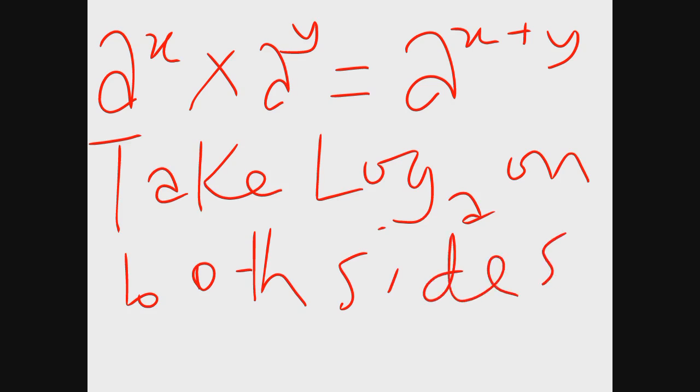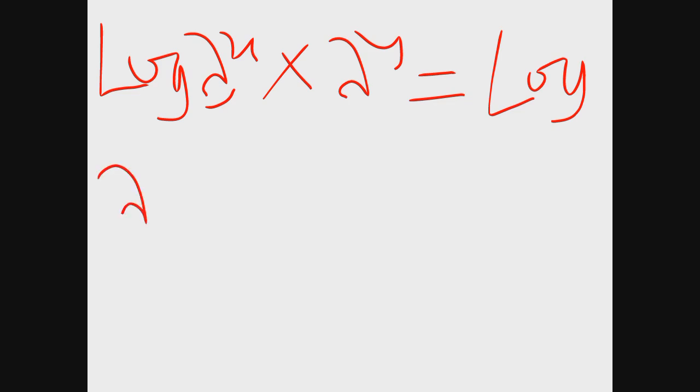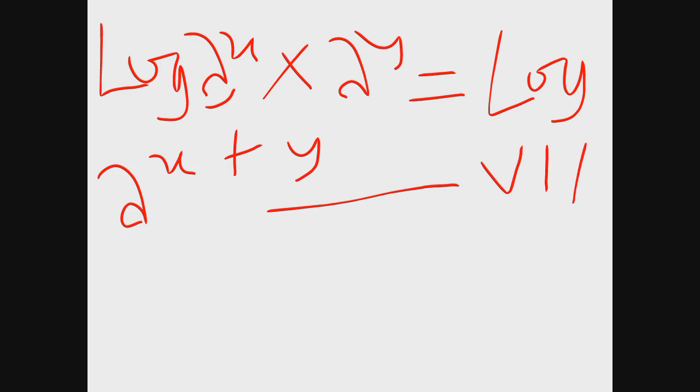Now to do that, that implies that we have log a raised to power x multiplied by a raised to power y, and that will be equal to log a raised to power x plus y. So we can now call this equation 7.